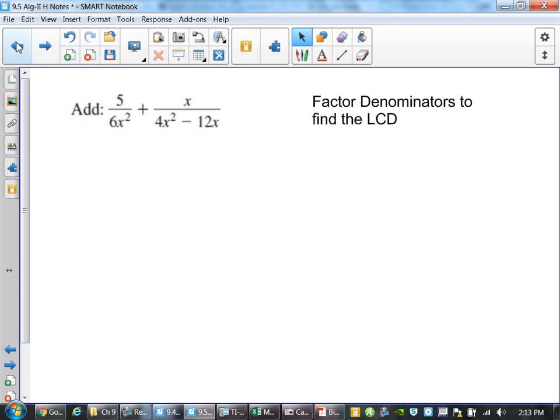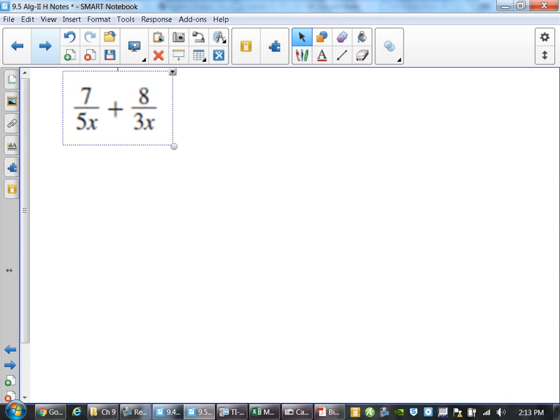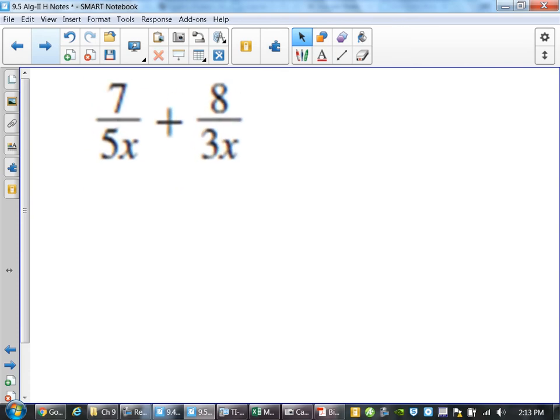Let me do this one first. What we're going to do is deal with terms. And it's basically the same exact process. So I have 7 over 5x plus 8 over 3x. Obviously, I can't add them together, they don't have the same denominator. So we figure out the common denominator first.